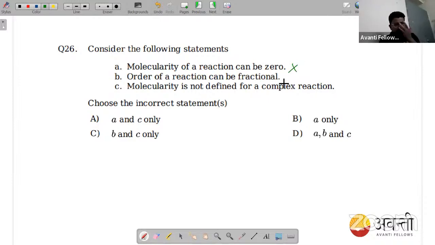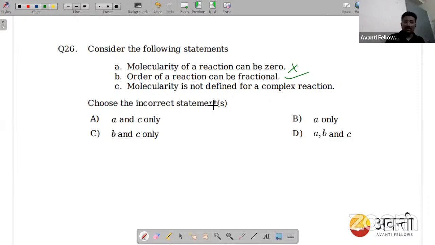Now, order of reaction can be fractional, that we have already seen in many examples. In many examples, order of reaction is fractional. In the last question, I think we saw order of reaction as 1.5 or 3 by 2. So that can be possible. That means this is a correct statement.